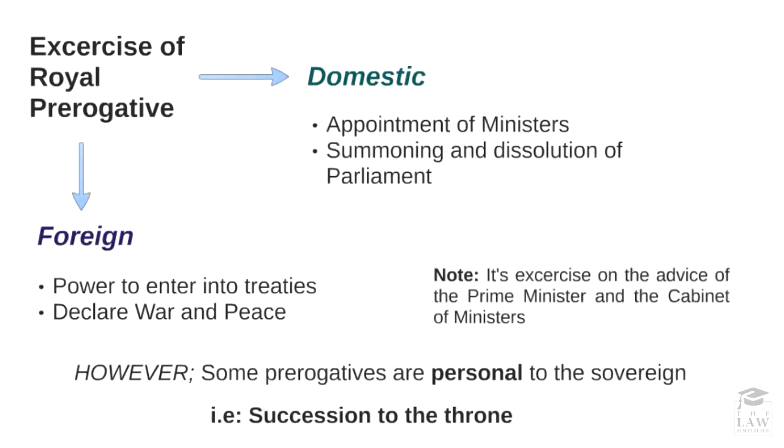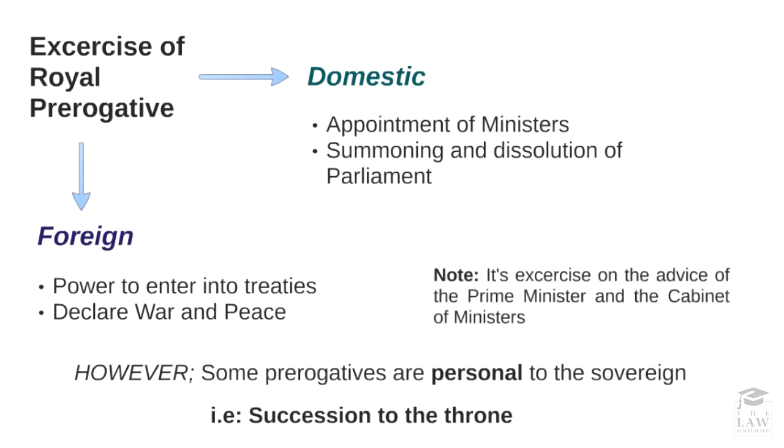Now, there are several occasions in which the royal prerogative is exercised by the Crown, but for the purposes of distinguishing it from the rest, as well as to categorize it in a more efficient manner, we can consider a few examples, both domestic and foreign. In relation to domestic examples of where royal prerogatives are exercised, we can consider the appointment of ministers, primarily the Prime Minister, and the summoning and the dissolution of Parliament. In relation to foreign instances, we can consider the power to enter into treaties and even declare war and peace.